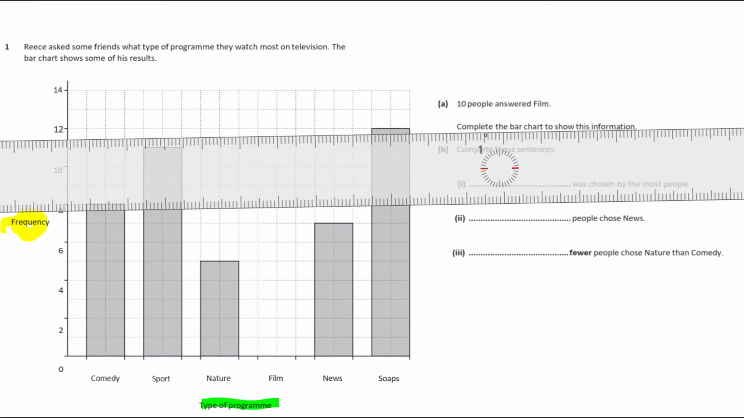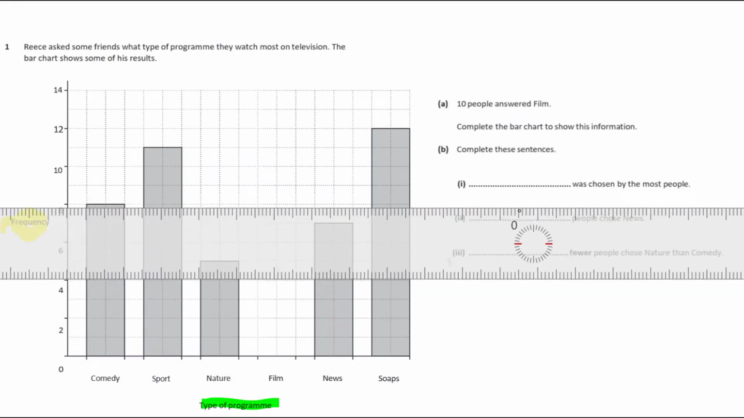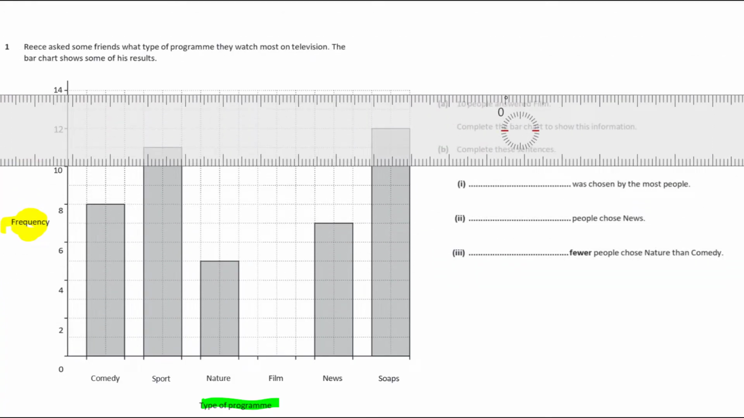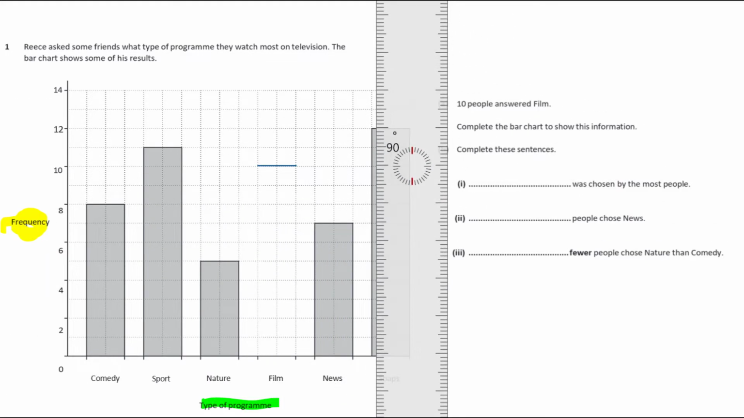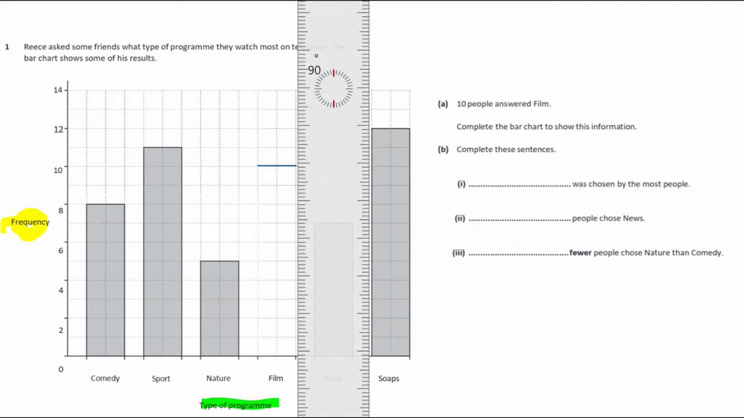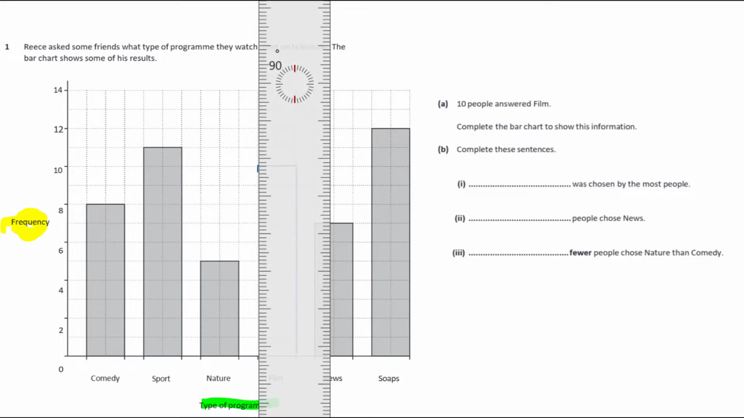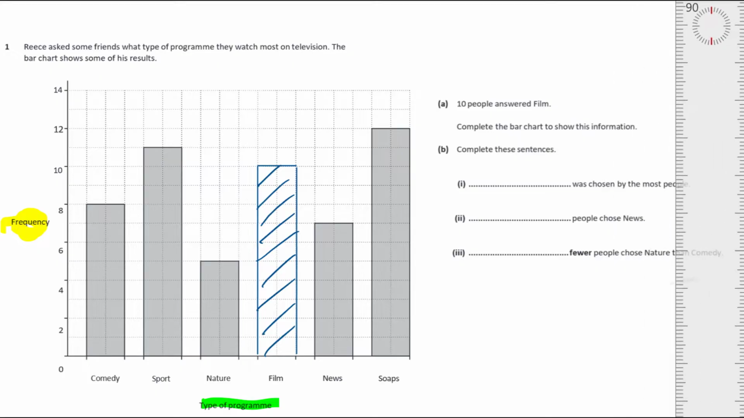Okay, so 10, where's 10 on the scale? Well, it's going up in twos, isn't it? 2, 4, 6, 8, 10. Draw the top of the bar first, I think. And then just spin it around and draw the sides on. A bar chart should have a little gap between the bars. They shouldn't touch each other. Okay, and they're shaded, so I might just shade it in a little bit. There we go. Good. Did that one right.